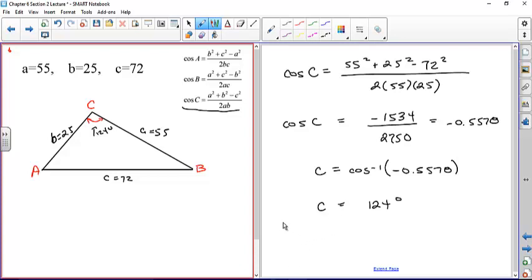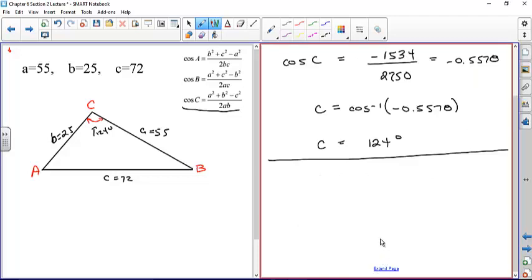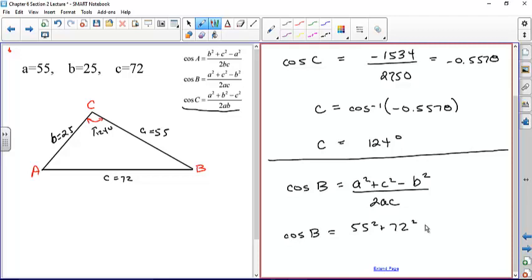Now, to find B, we can do one of two things. We can use the law of cosines again. So we say the cosine of, let's say, B. It doesn't matter which one we find first, so I'm going to just choose B. The cosine of B is going to be equal to A squared plus C squared minus B squared divided by 2AC. You know that from the formula here, but also, this is letter B, so the two other letters are the ones that are positive, and the one that's negative is the same that corresponds to the letter of the angle. So we get the cosine of B is A squared plus C squared minus B squared divided by 2AC.